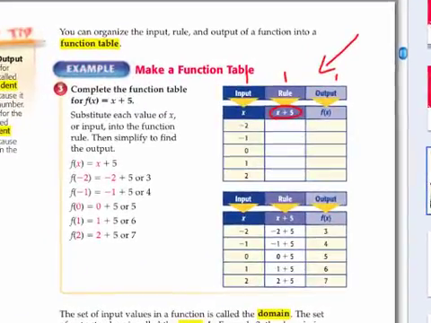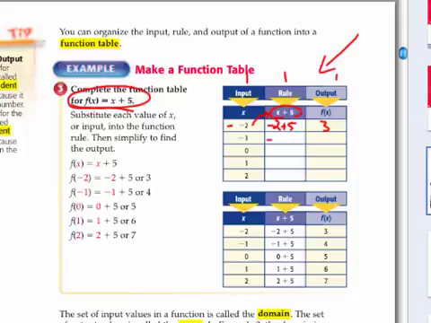So in this example, I've got the function f of x equals x plus 5. If I put in negative 2 here, negative 2 plus 5 equals 3. In this one, negative 1 plus 5 equals 4. And 0 plus 5 equals 5. 1 plus 5 equals 6. And 2 plus 5 equals 7. So I just plug my values in, and that's what I get.